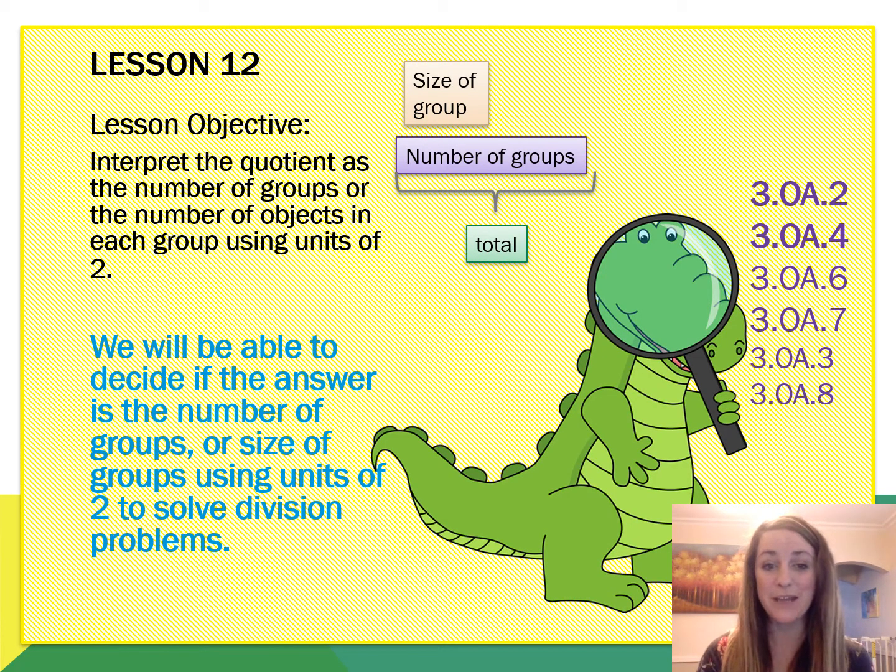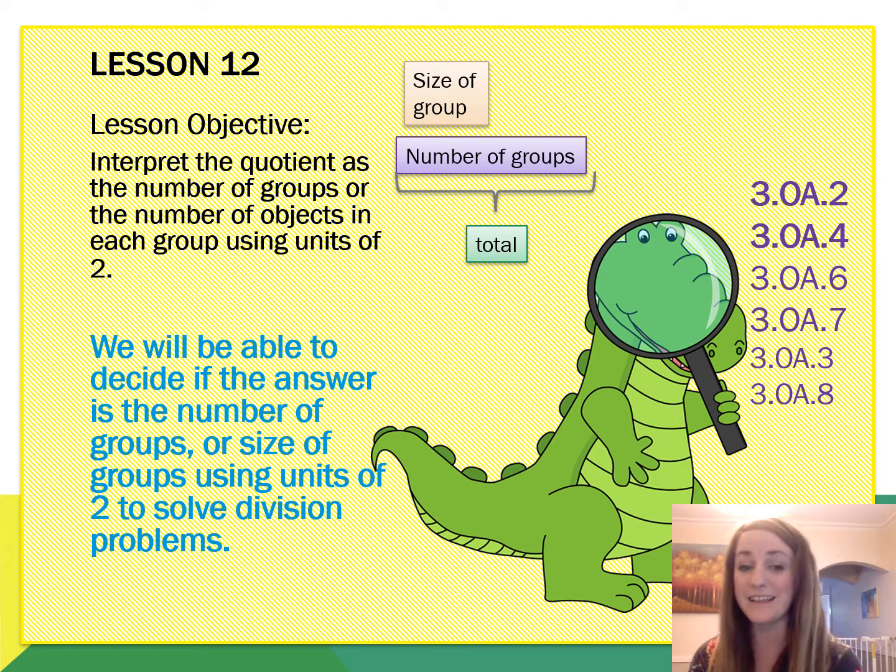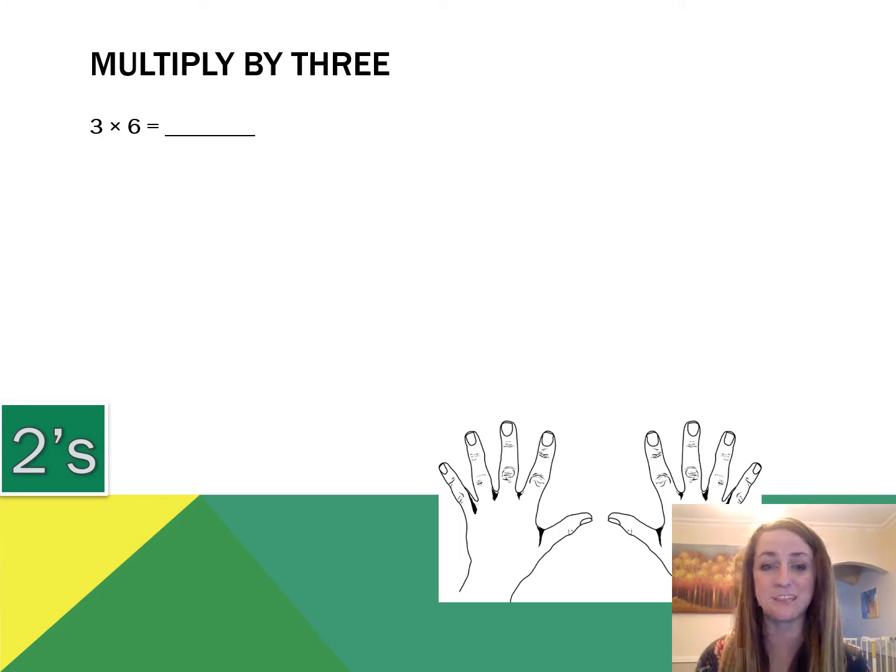Today, we will be able to decide if the answer is the number of groups or the size of the groups using units of 2 to solve division problems. First, let's wake our brains. Let's solve multiplication sentences by skip counting. Let's multiply by 3s.